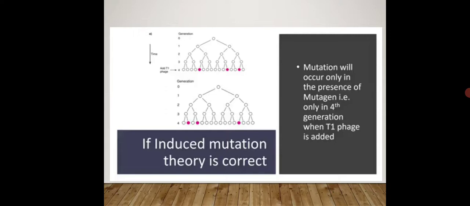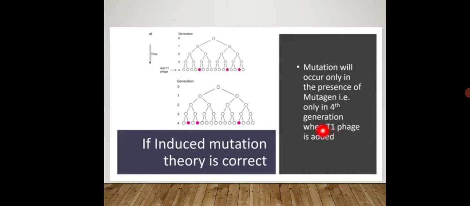Now suppose I consider that induced mutation theory is correct. First, let us assume that the induced mutation theory is correct. Then what will be the case? Here the mutagen is T1 phage. Okay, what is the mutagen here? T1 phage. Mutagens are the agents that cause mutation. So here T1 acts as a mutagen.